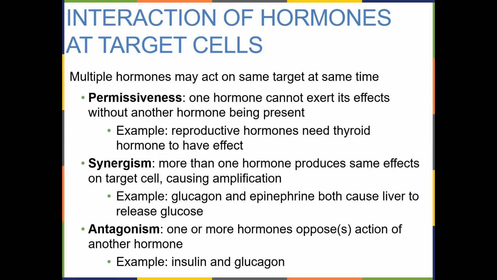Now, epinephrine also tells the liver to break down glycogen to release glucose. During a fight or flight response, both glucagon and epinephrine are released at the same time. So instead of adding the amount of glucose released from the glucagon and the amount released from the epinephrine, it isn't an additive response. We get a bigger spike during a fight or flight response by the combined effect of the glucagon and the epinephrine.